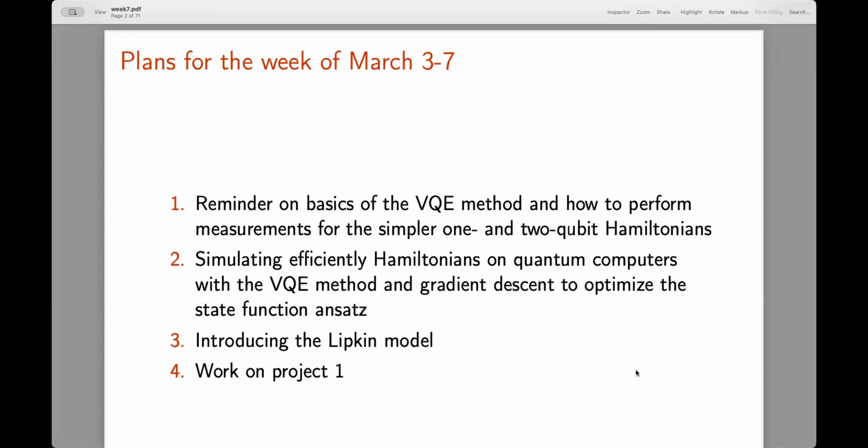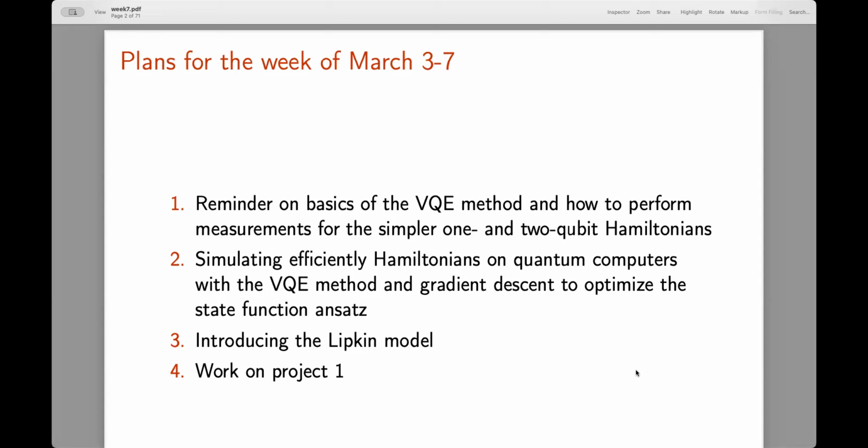Welcome back. The topic this week is us continuing the discussion of this specific algorithm, which is called the variational quantum eigensolver, which is the standard way by which we today solve eigenvalue problems on a quantum computer. And this is essentially project one, which deals with the quantum computing aspect.